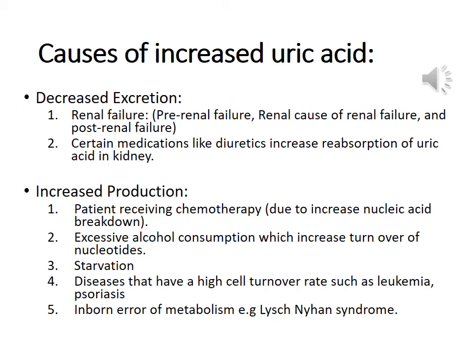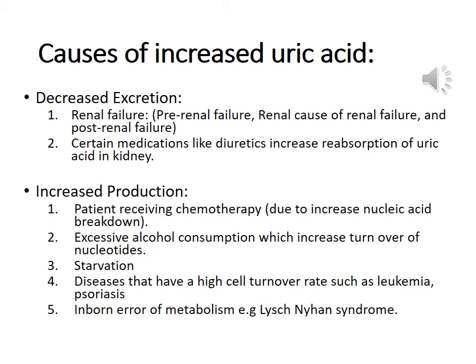Some medicines like diuretics increase the reabsorption of uric acid from the kidney. So uric acid increases in the blood. So these were causes of increased uric acid in which the problem was decreased removal. Now we have another cause in which the kidney is working fine, the kidney is removing, but I am producing too much. I am producing excess. When can I produce excess?